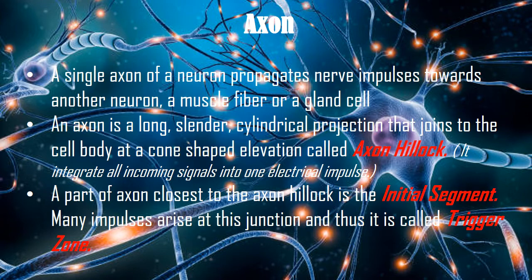The axon hillock integrates all incoming signals from the dendrites into a single electrical impulse. A part of the axon closest to the axon hillock is called the initial segment. Many impulses arise at this junction and thus it is called the trigger zone.